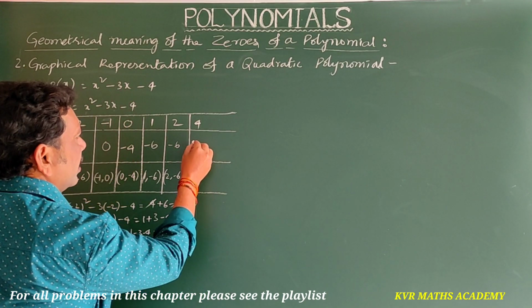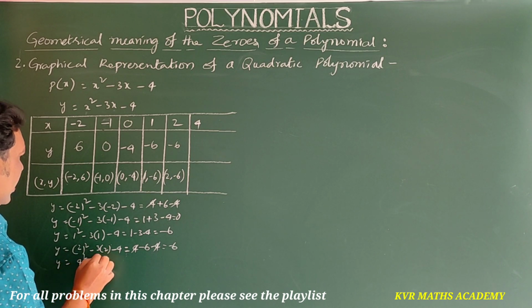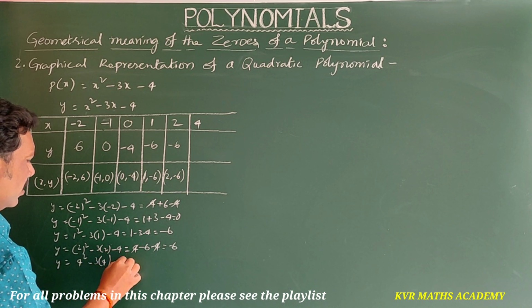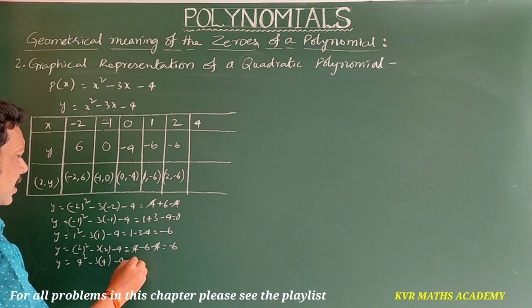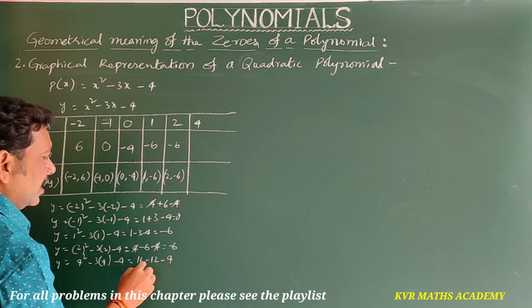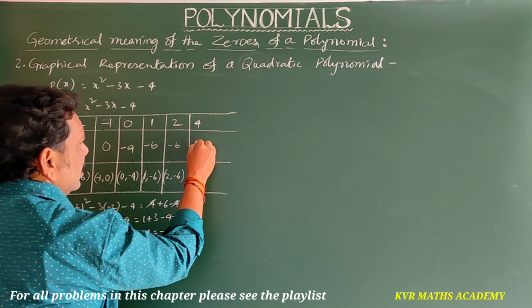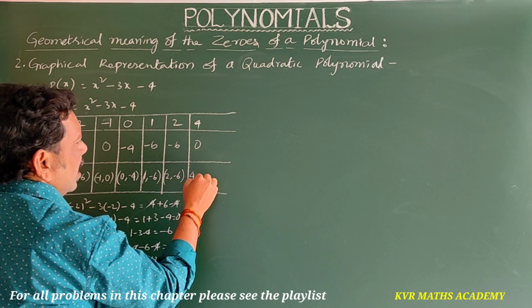Right? So take 4. y is equal to 4 square minus 3 into 4 minus 4. That is 4 square, 16. 16 minus 12 minus 4. Yes, 16 minus 12 minus 4 is 0. Yes, this is 0. So the point is (4, 0).